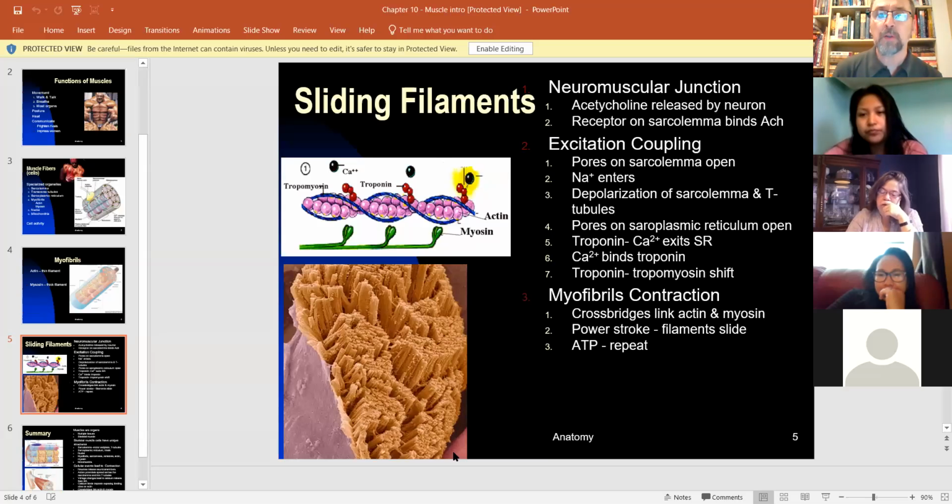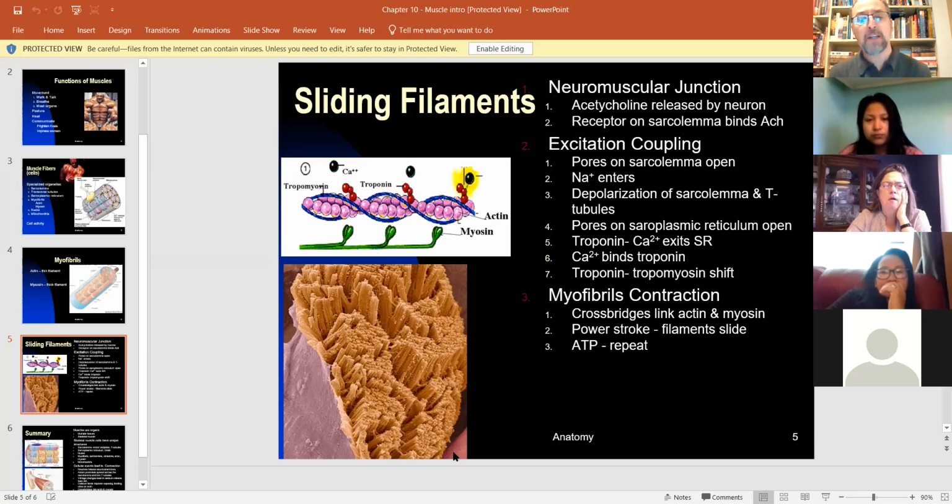Now we go into the molecular details of how these things work. The filaments shown here, that little picture that has actin and myosin, okay, the thin filament is actin, and actin has two other proteins wounding around its surface, tropomyosin and troponin. And normally that tropomyosin prevents actin and myosin from interacting. It's only when calcium comes and binds to troponin can then myosin grab onto actin and the filaments slide.